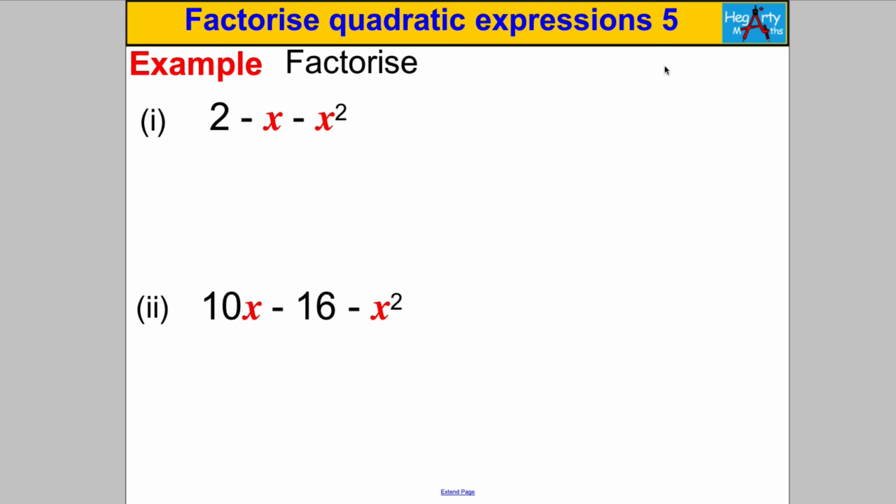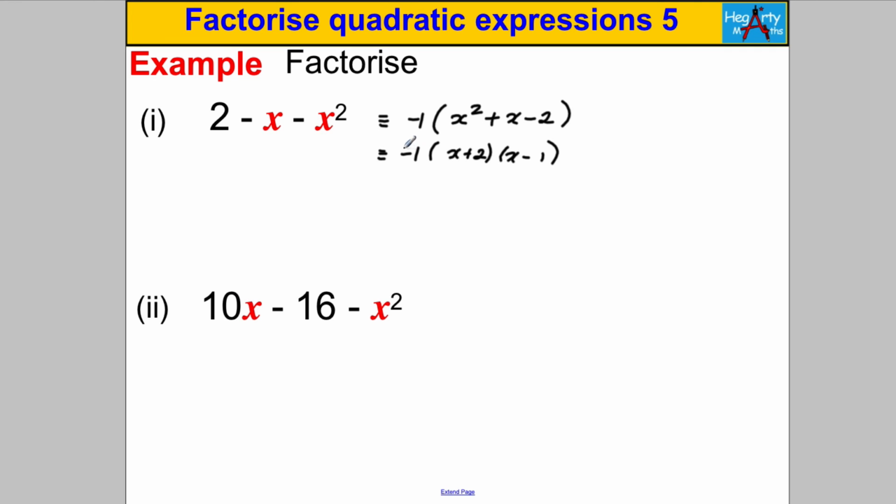Pause the video and have a go at these two final ones to check you totally understand this. Right, step 1, because I've got -x², I'm going to factorise out a -1. Anything negative now becomes positive, anything positive now becomes negative. I get x² add x, take away 2. Now, let's try and factorise this quadratic expression. Two numbers that multiply to -2 and add up to +1. I make that x add 2, x subtract 1.